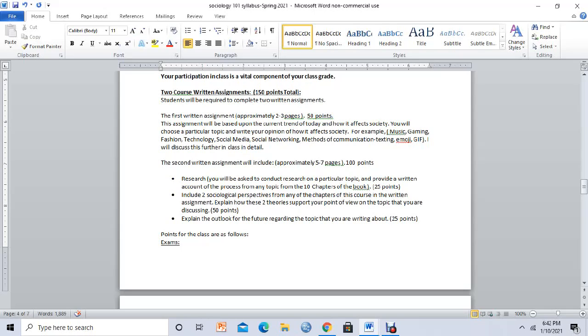For example, people talk about the music industry, what's going on in the culture of music today. A lot of people choose video gaming, how gaming affects society, fashion, technology, social media, social networking, methods of communication, texts, how people do things, just a whole bunch of different things. However, I do have everything. I go over that in a little bit when I discuss the content and show you all exactly how to find this and when it is due and all the information on it.